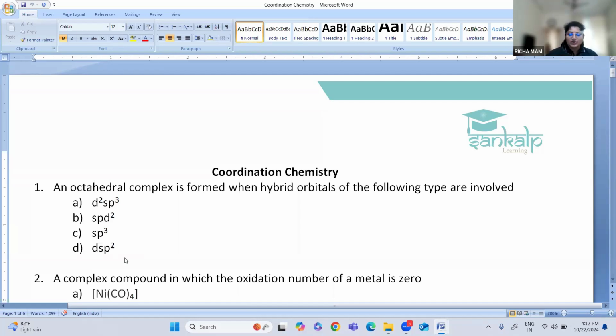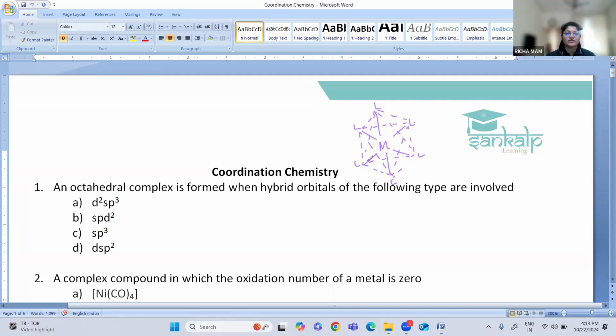So octahedral, yes. Before that, what is octahedral? A metal is there, and to this metal six ligands are attached, and it forms an octahedral complex. Like this, in a square, four ligands, one above and one below. This is an octahedral complex. The metal is in the center and six ligands are around the metal ion.